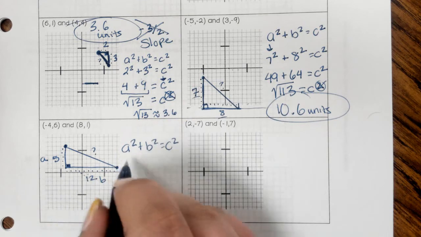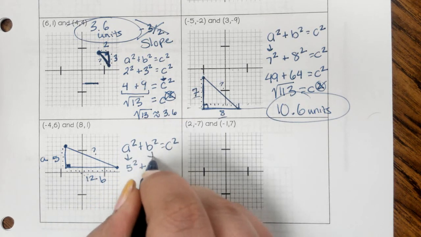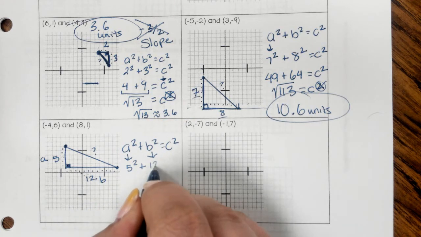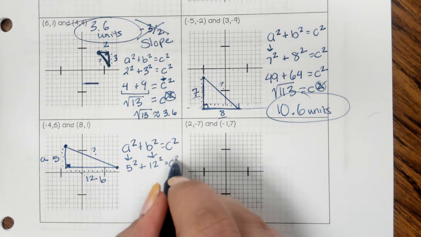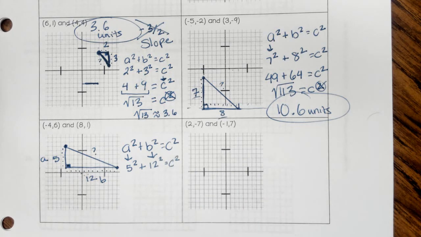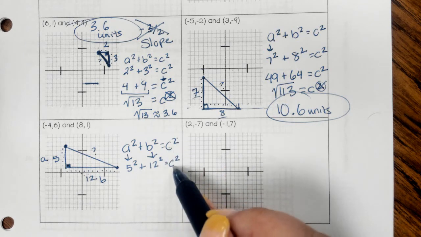We know A is 5, so A squared is 5 squared. We know B is 12, so B squared is 12 squared, equals C squared. C is the thing I'm missing, so that'll stay a variable. C squared stays C squared.